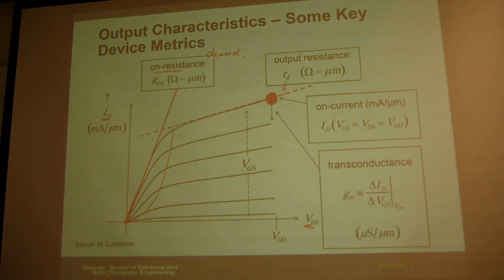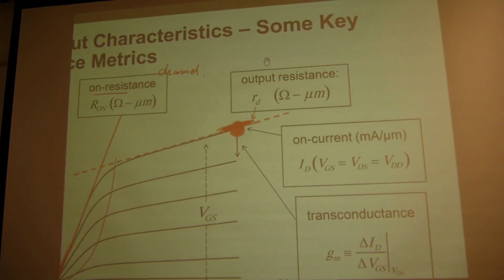So this output resistance is a concept for analog circuits, the small signal model. Because you are biasing the transistor here with a DC bias, and then you vary your AC signals here. So it's small signal parameters typically used for analog circuits. And for digital circuits, you don't have that concept. For digital circuits, you look at this on resistance.